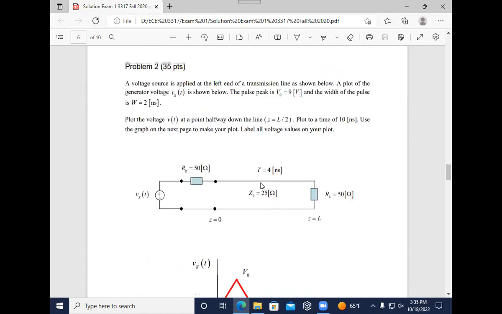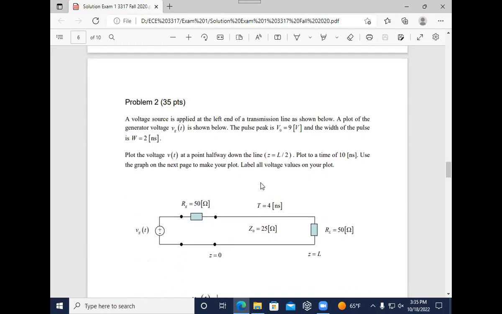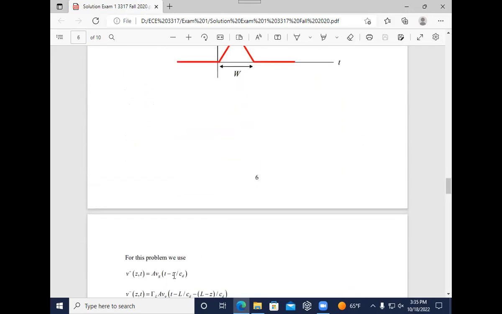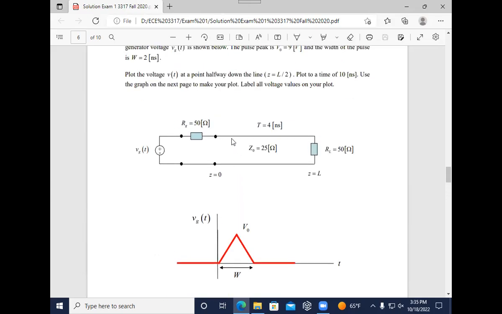Now they didn't actually give us CD. But for Z over CD, the delay in going halfway down, we can figure it out because the transit time T is 4 nanoseconds, and that's the time delay going all the way down to the load, right?